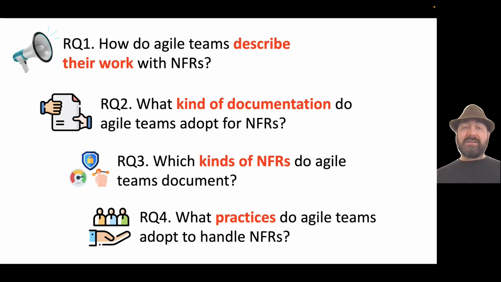Okay, so we have these research questions: how the Agile teams describe their work with non-functional requirements, what kind of documentation they adopt, what kinds of non-functional requirements they usually document, if there is any difference, and what emerging practices we can find in these companies, right?